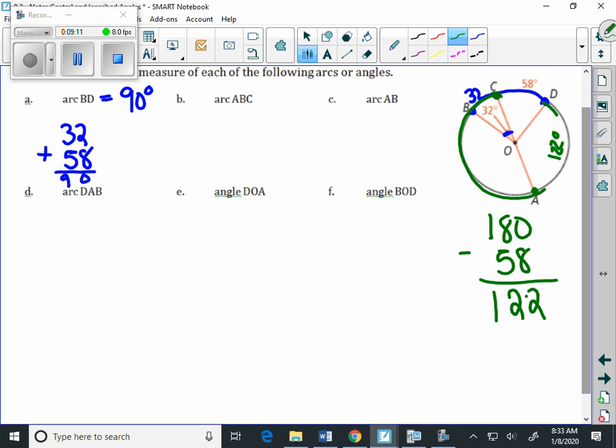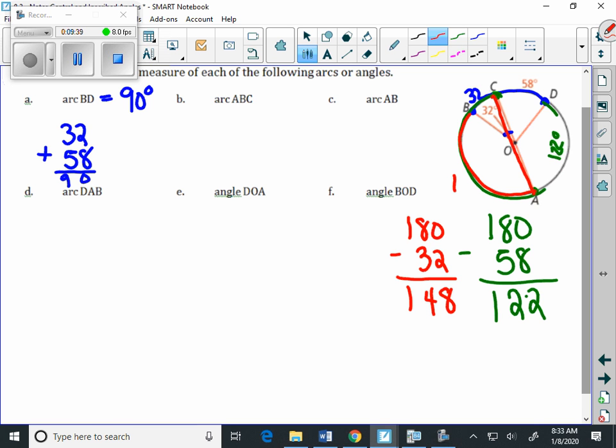Same idea over here on the other side. I'll switch to red here. We can find this length here in red, once again, because this length right here is the diameter of the circle. So it cuts the circle in half, and we've got 180 degrees. So if we take 180 degrees minus 32, 10 minus 2 is 8, and 7 minus 3 is 4. That gives us 148 degrees. And now we know everything, in terms of the arcs at least, so we can figure out our values.